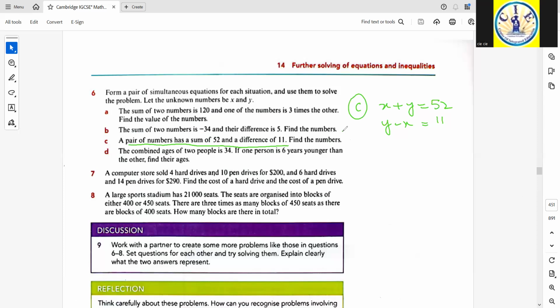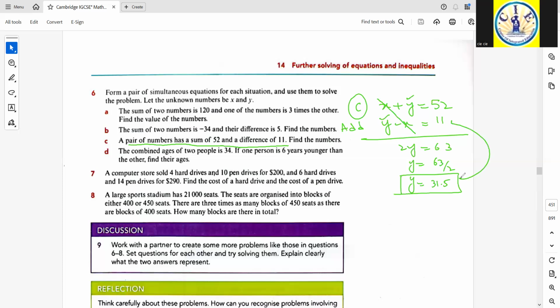Now, again, I need to add these equations. So, plus x and negative x get cancelled out this time. So, y plus y is 2y, and this is 63 on the right side. So, the value of y in this case is 63 by 2, which is 31.5.